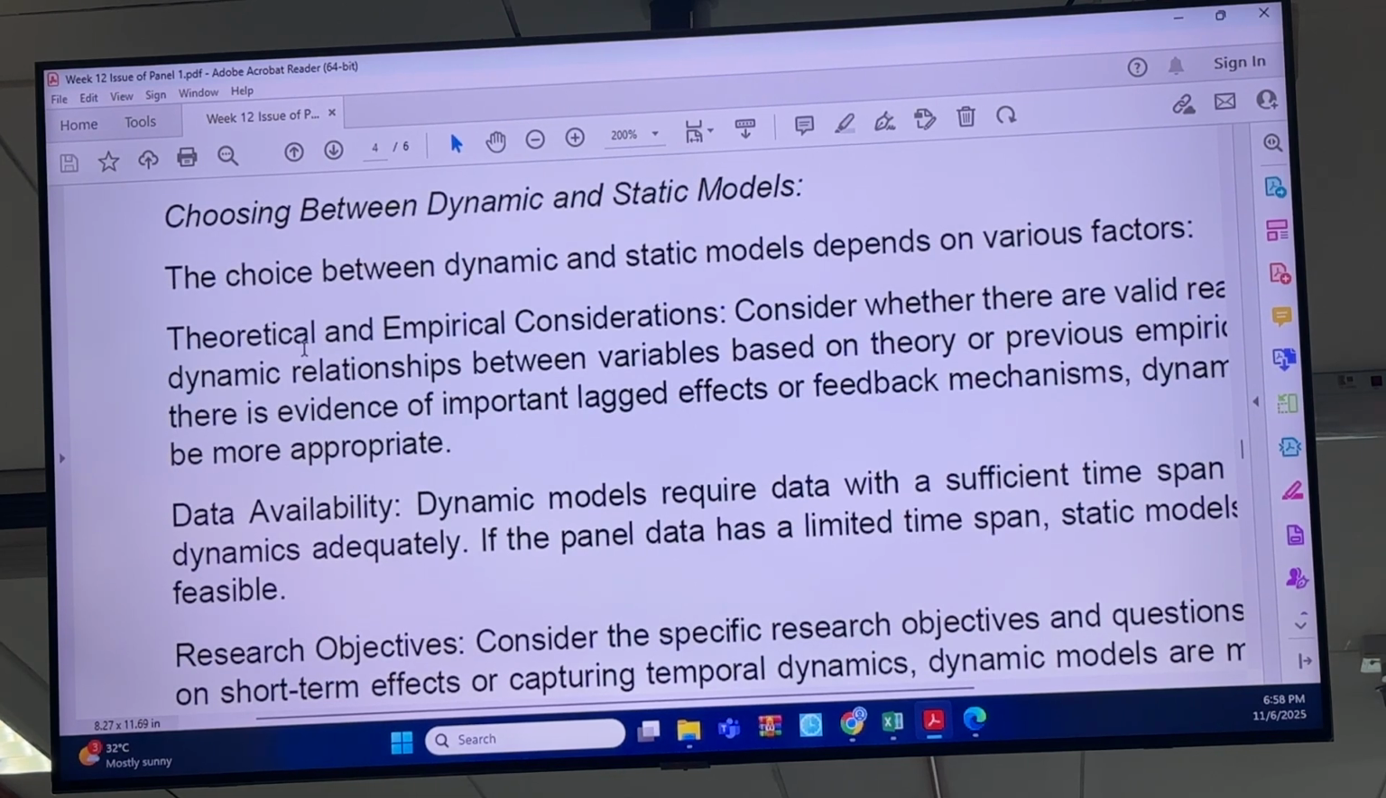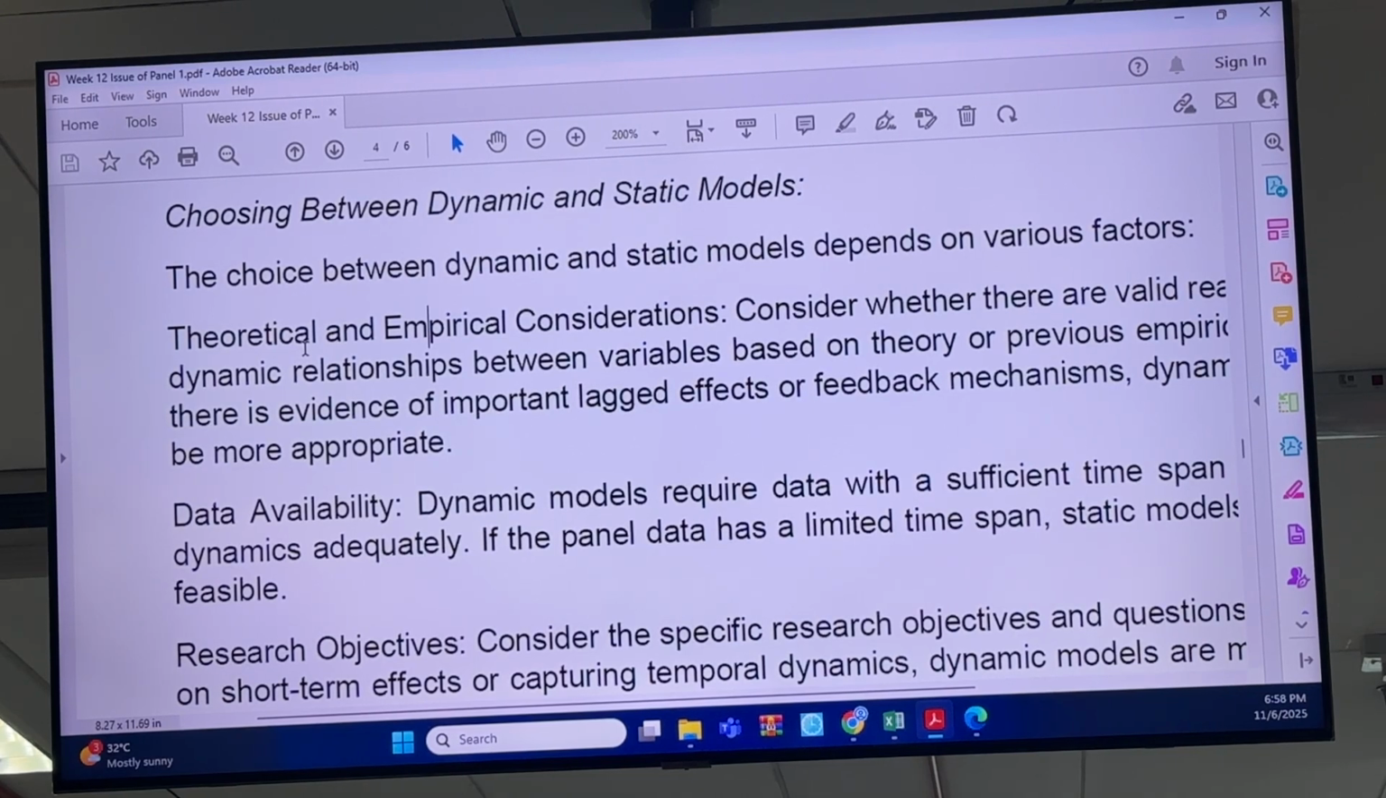Whether there is theory to support you. For example, for money demand, can we have a dynamic model? The answer is yes, because your current money demand will depend on your previous money demand behavior. That is supported by the theory. So there is theoretical support already. The justification is there.